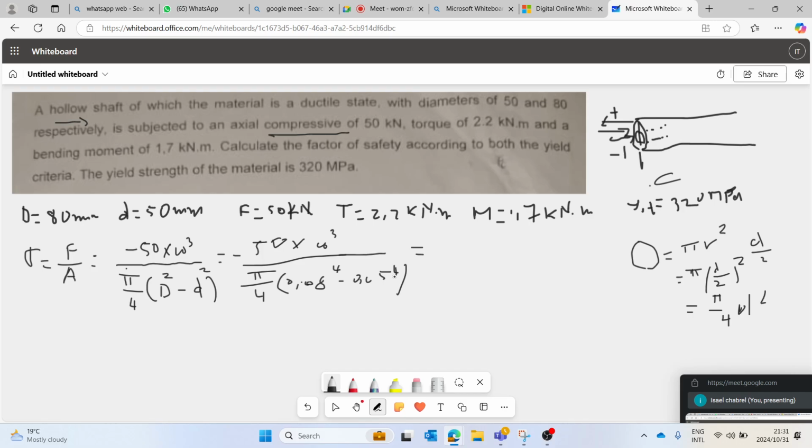Let me double check here. Please also check my conversion of this millimeter. I'm not so sure about it, so you can check there. You can type 80 divided by 1000. It should give you the right answer. It's minus 16.32 MPa. Minus 16.32 MPa. Okay, now we move.